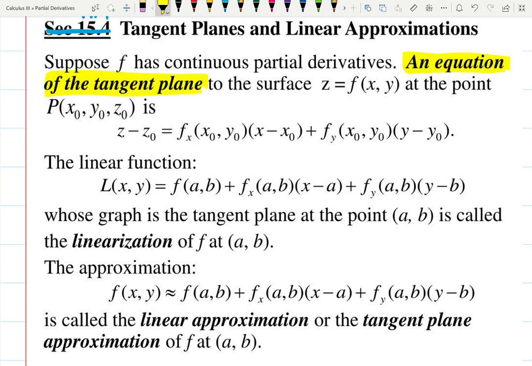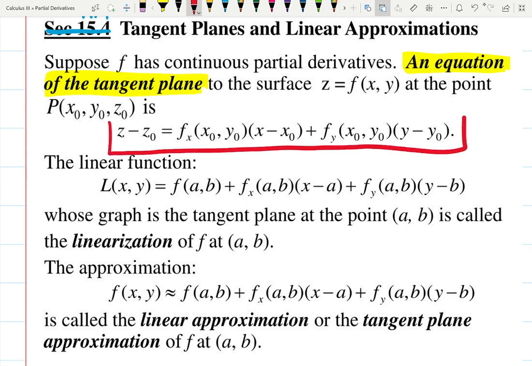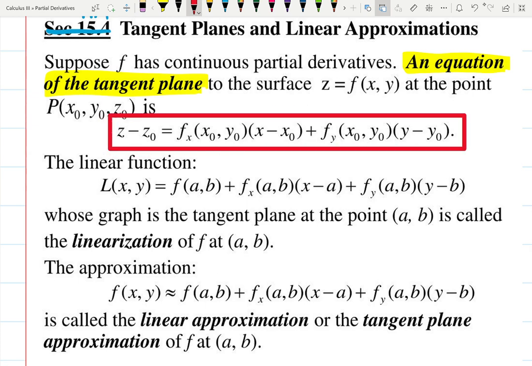Surface z equals f of x comma y at some particular 3-dimensional point. This is the formula that will go to the test, I'm pretty sure, so you better memorize this. Basically, we need to add a third dimension somehow. Instead of y minus y sub 0, now it's z minus z sub 0 equals, instead of the first derivative slope, now we have partial derivatives: the partial derivative with respect to x and the partial derivative with respect to y, each multiplied by x minus x sub 0, and y minus y sub 0.